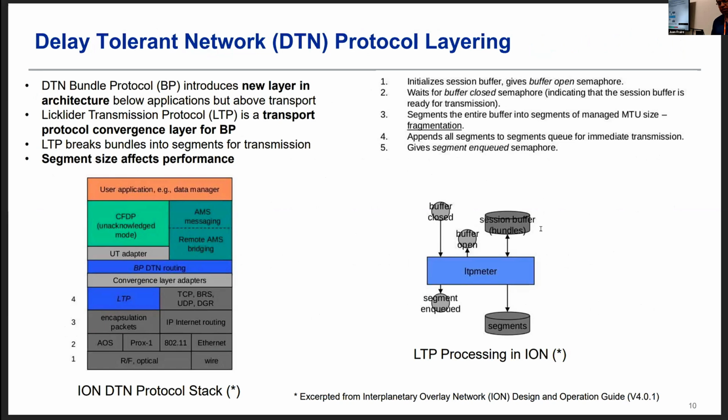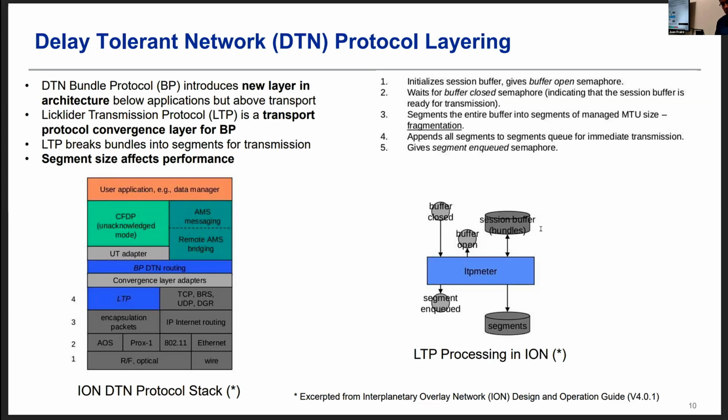Now, in the ION implementation, we have this LTP meter that governs how buffers are transformed into segments for transmission. The LTP meter initializes a session buffer and gives the buffer open semaphore, waits for the buffer close semaphore to indicate that the session buffer is full, then segments the entire buffer into segments of managed MTU size with fragmentation in consideration, and appends all the segments to the segment queue for immediate transmission, then gives a segment enqueued semaphore.